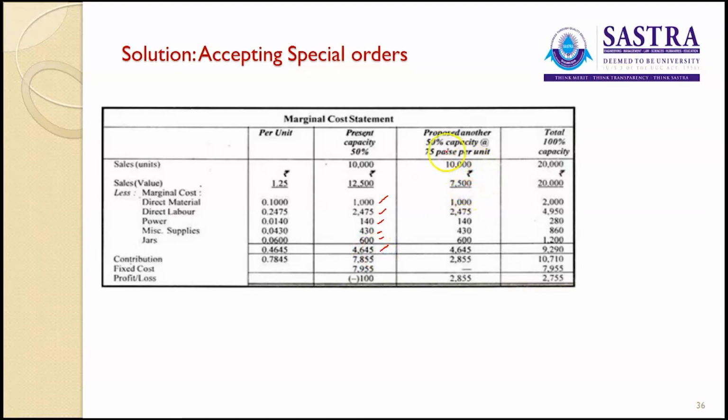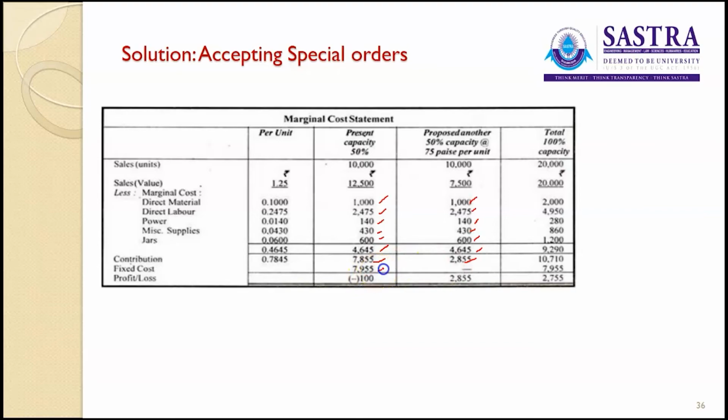Now we have the proposed another 50% capacity. We have 1,000, 2,475, again 140, 430, and 600. Again we have 4,645. As it is 50-50, they are getting the same number. Now fixed cost is 2,855. This is your fixed cost. This is your contribution, 7,855.